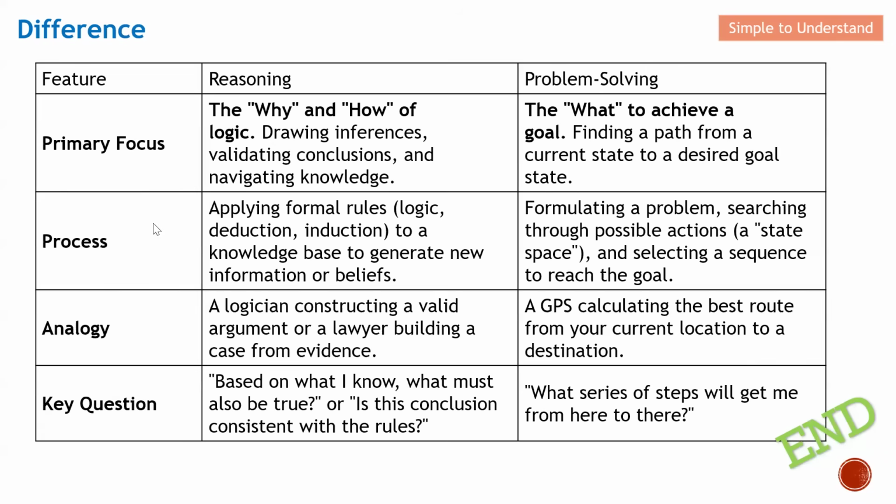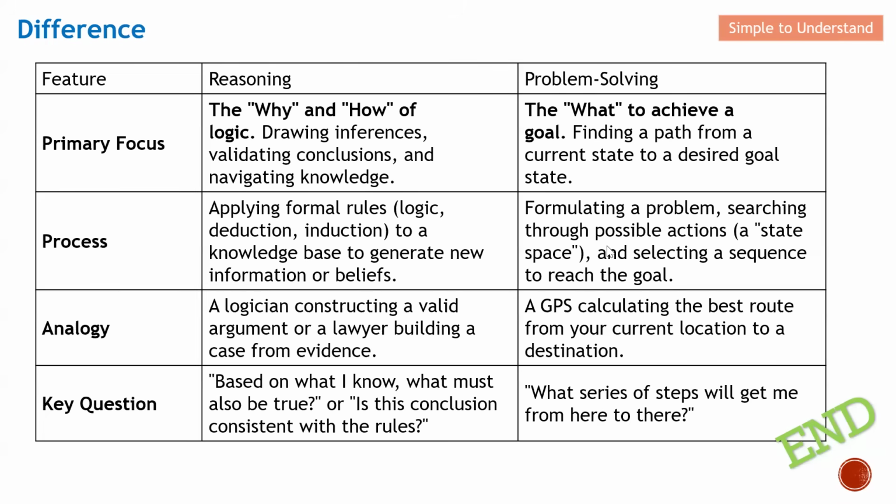Next, in terms of the process, under the reasoning, as I mentioned earlier on, we actually apply all the logic, all the rules, all the knowledge, etc., so as to generate new information or belief. Basically, this is under the reasoning. As for problem solving, they actually formulate a problem, search all the possible actions, and select a sequence to reach the goal. So basically, the key difference is they know where you are and how you move to your final objective, and there may be many possible paths, and then basically they will select the best possible path for you to move on.